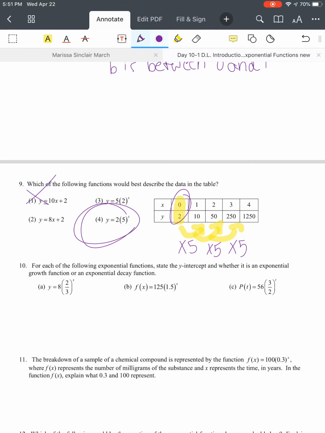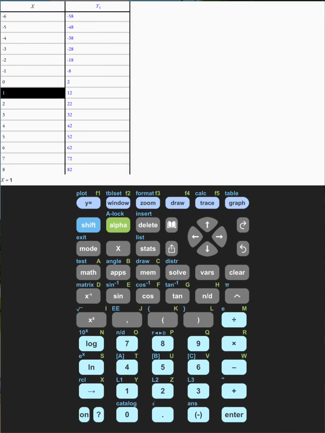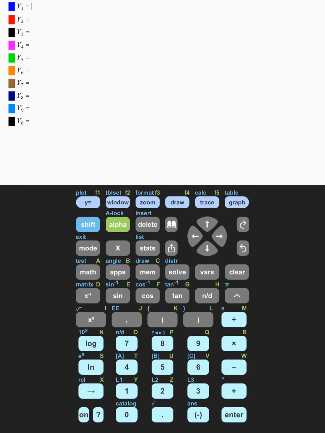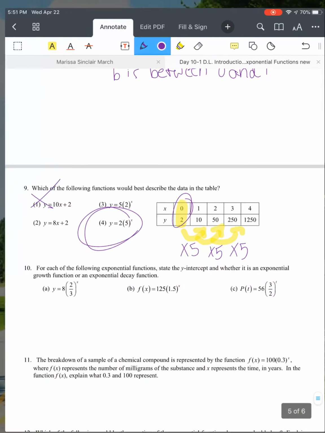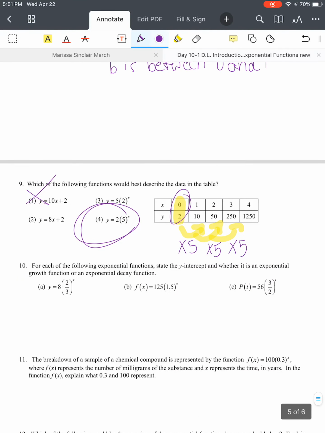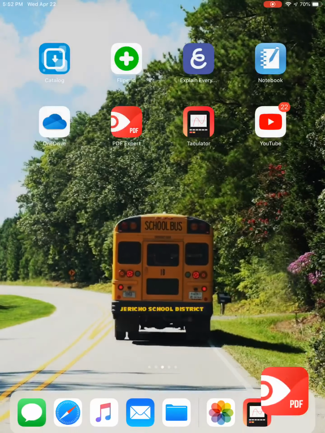Let's type in choice 2. 8x plus 2. And then let's go to the table. I'm going to clear that out. 8x plus 2. And then let's go to the table. 0, 2, 1, 10, 2, 18. I'm looking at the table. 0, 2, 1, 10, 2, 50. No good. It's got to match all of them. So choice 2 is no good. So let's try 5 times 2 to the x.